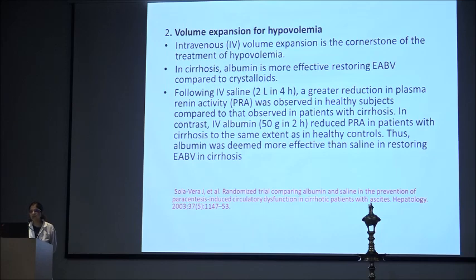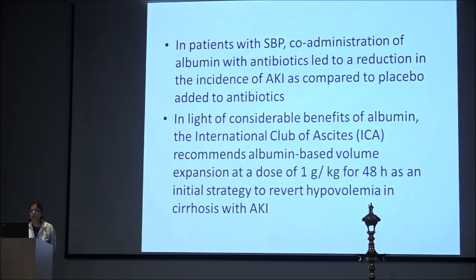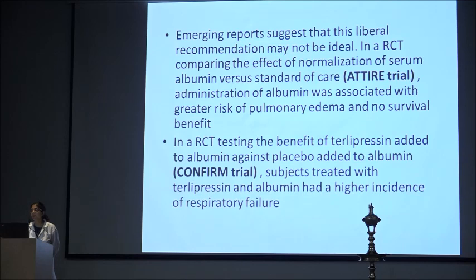So, in patients with SBP, co-administration of albumin with antibiotics led to a greater reduction in the incidence of AKI as compared to placebo added to antibiotics. So in the light of considerable benefits of albumin, the International Club of Ascites recommends albumin-based volume expansion at the dose of 1 gram per kg for 48 hours as an initial strategy to revert hypovolemia in cirrhotics with AKI.